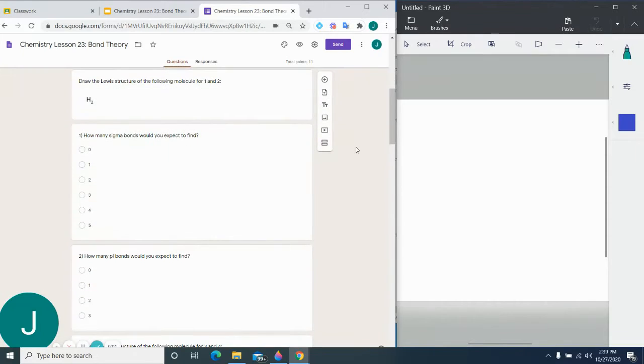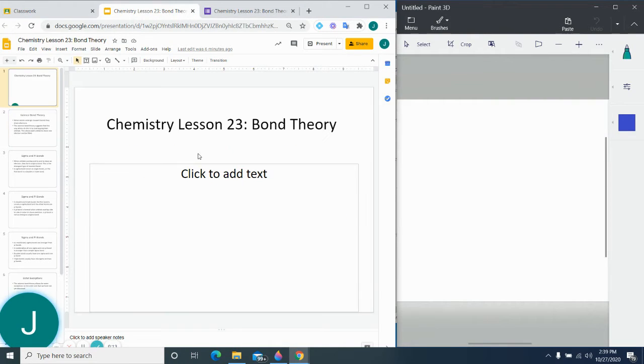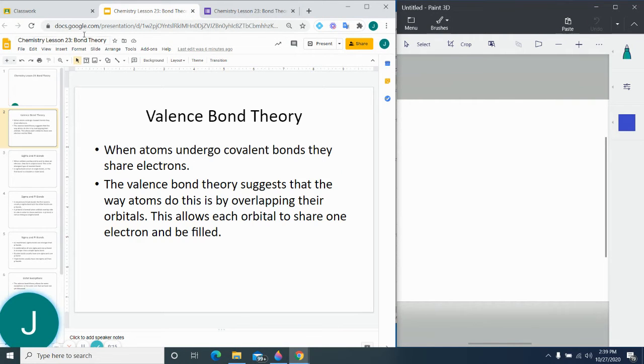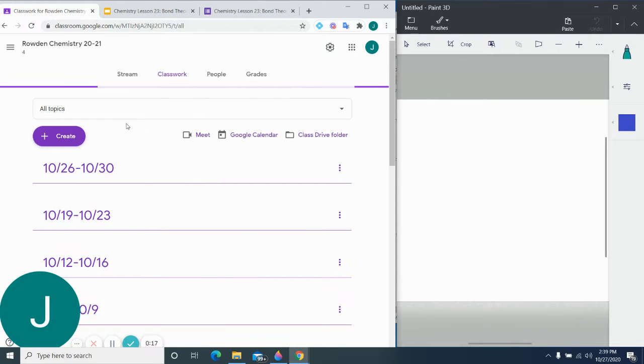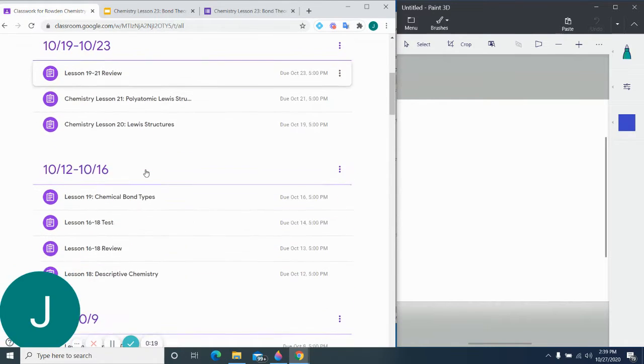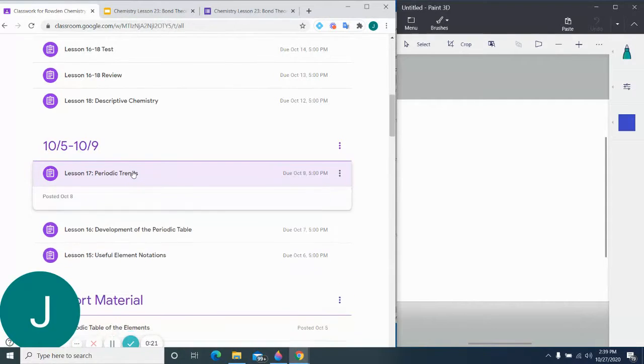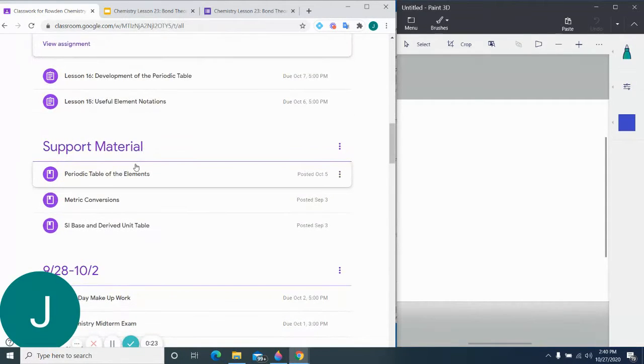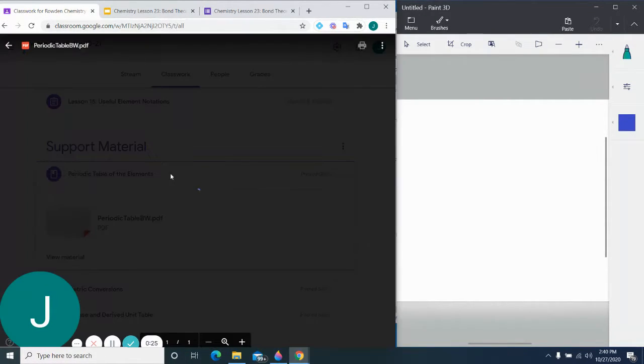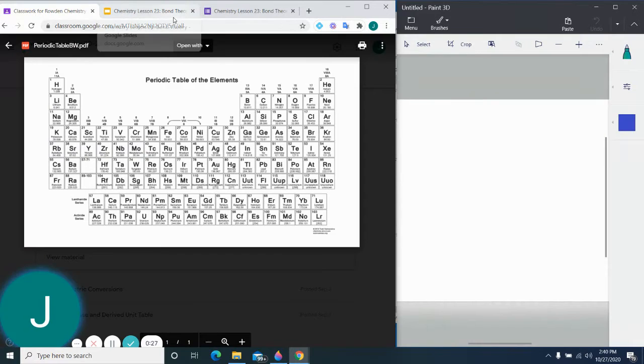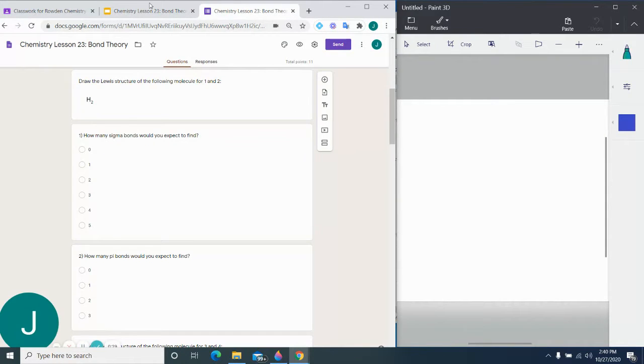Theory. I'm going to try to draw you the little Lewis structures over here while we work on them, that way you can see them and I don't have to switch back and forth. We'll see how this works. So first off, let's look at the slides. What I have open for this is lesson 23 slides. I have the periodic table opened, and then, of course, I have the lesson opened.